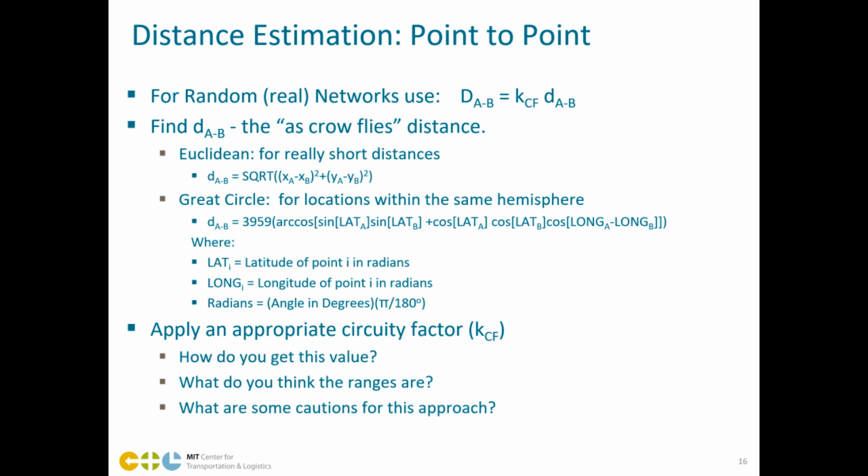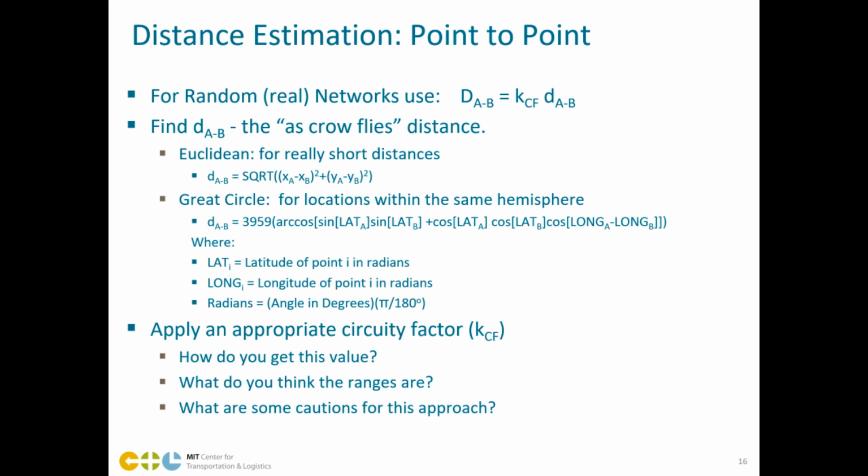Because that k factor, the circuity factor, is really a function of the network. If I have a really dense network, my k factor will probably go down. If I have very sparse roads, if I'm looking at, say, Australia, and there's things around the coast, but there's not a lot of roads in the interior, then that k factor will probably go up.